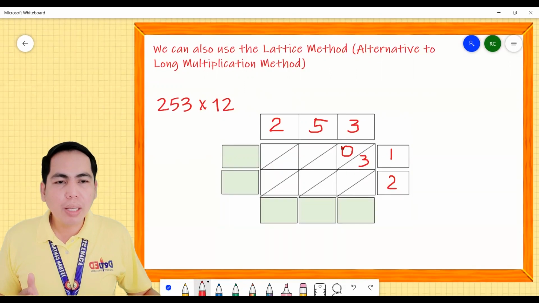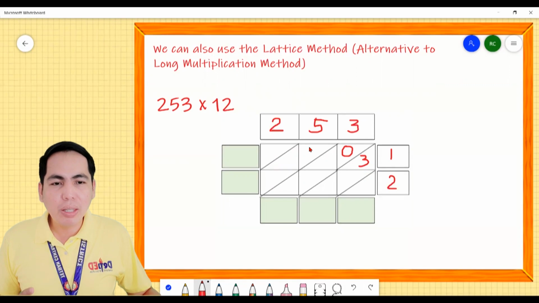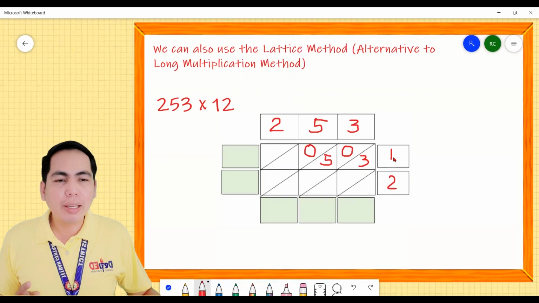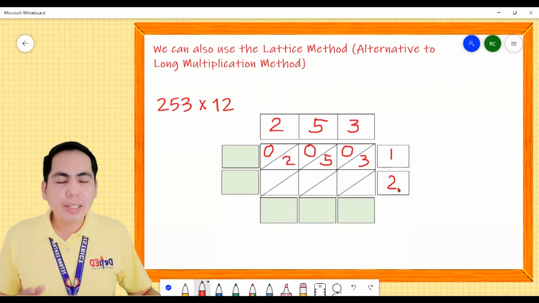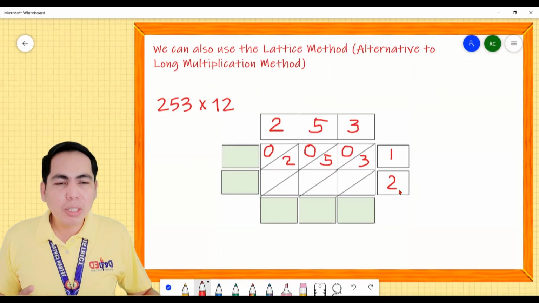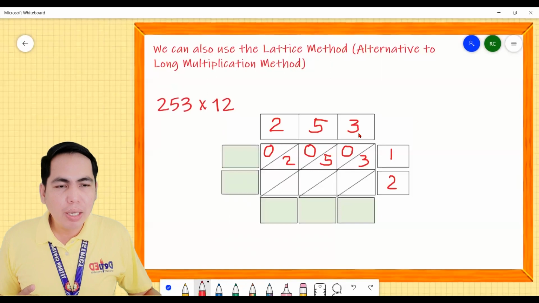Next, 1 times 5 will give us 5. Since again, we need 2 digits, that's why we have to put here 0 and 5. Next, 1 times 2 will give us 2. So again, we have to put 0 and then 2. Next, we will be multiplying these 2. So 2 times 3 will give us 6. So we have 0 and 6.